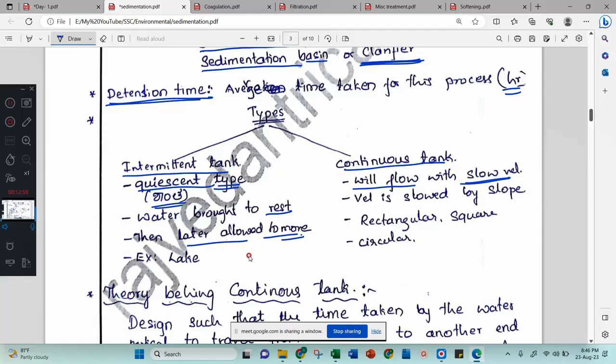These continuous tanks are designed as rectangular, square, or circular in cross-sectional area. In top view, you can take a square sedimentation tank, or a rectangular, or a circular sedimentation tank. Usually, quiescent or intermittent tanks we are not using nowadays. To give an example, a lake is the best example for an intermittent or quiescent type of sedimentation tank.